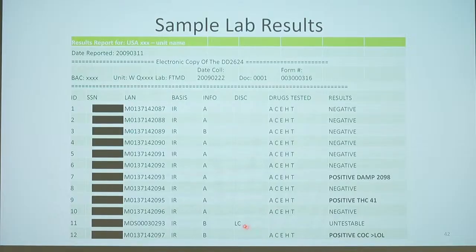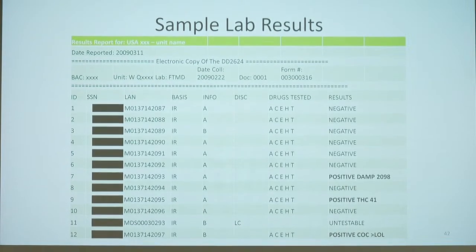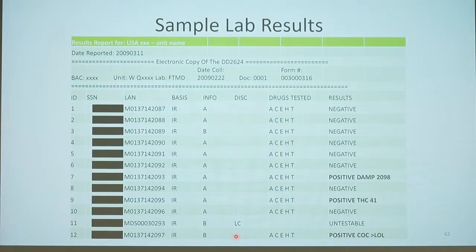Patient 11 was untestable. LC is laboratory comment. This could be due to not enough sample, tampering, a broken seal, a number of different variables, even labeling issues. And then patient 12, cocaine, and this patient was high as a kite because this LOL is above the limit of detection of the analyzer system.